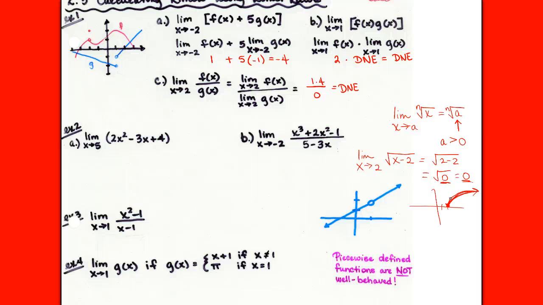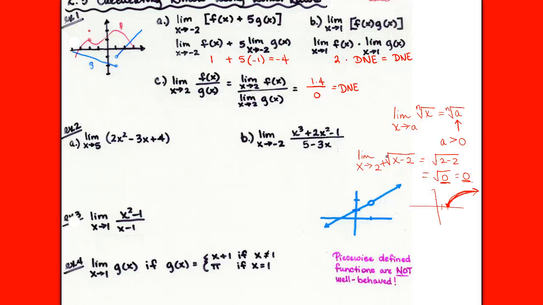It would be okay if they just asked me to find the limit from the right. There'd be no problem with that. But if they had asked me to find the limit from the left, or they had asked me to find the overall limit, that limit does not exist. So I can only use that limit law number 10 under those very specific conditions.